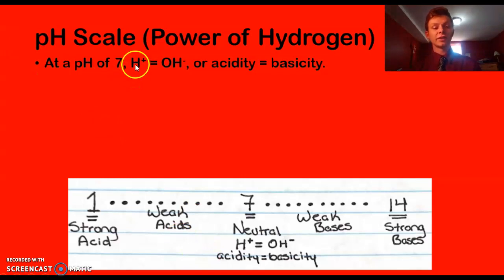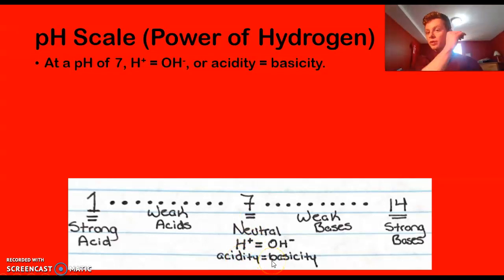So at a pH of 7, the H plus ions equal the OH-. So your hydrogen ions equal your hydroxide ions. And that is where a compound is neutral. So at a pH of 7 is your neutral point of a compound. And this is where acidity equals basicity. So it's not acidic or basic, it's neutral.